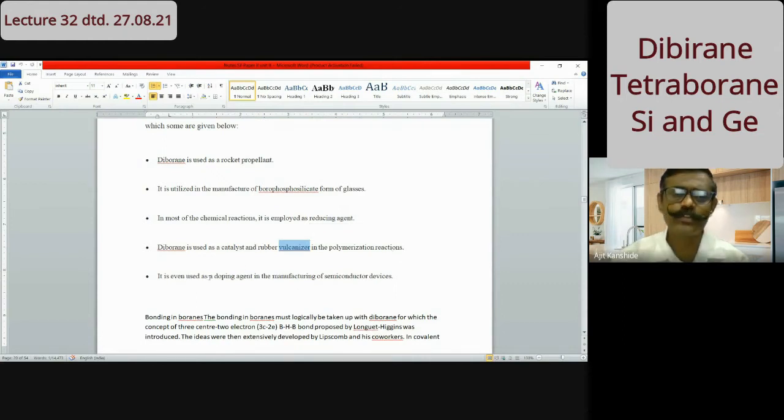Next one, it is used as a doping agent in the manufacture of semiconductor devices. Actually, for semiconductivity during doping, we need an electron deficient element. Silicon is tetravalent, germanium is tetravalent. But if we add an impurity which is trivalent, boron is trivalent. Boron has 3 electrons in its outermost orbitals, but not 4. So the general skeleton of silicon, where 4 electrons are there in a tetrahedral arrangement, if we add impurity, say boron, then 1 electron will be less relative to the other.